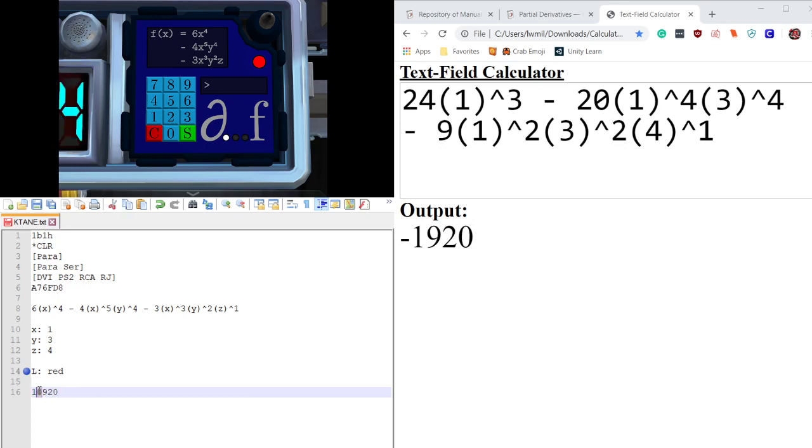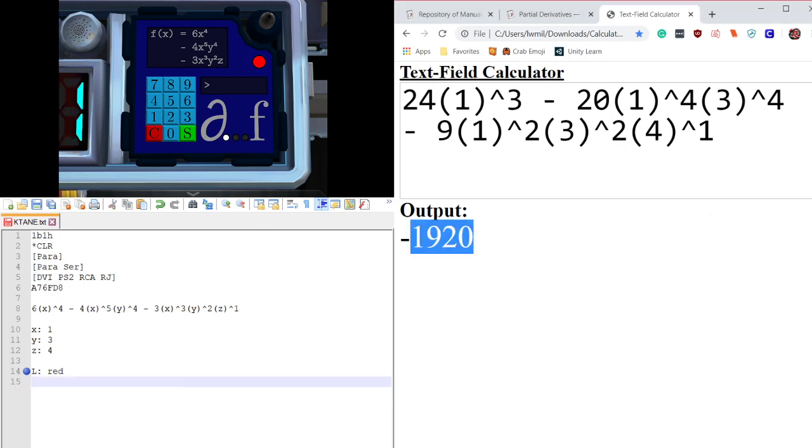However, if you have a 0 at the start of your answer, you will not submit that 0. You would just submit 920. So this answer would be the same no matter how many zeros we would put here. It would always be submitting 920. But for this one we have negative 1920, so we're going to go ahead and submit 1920. That is correct.